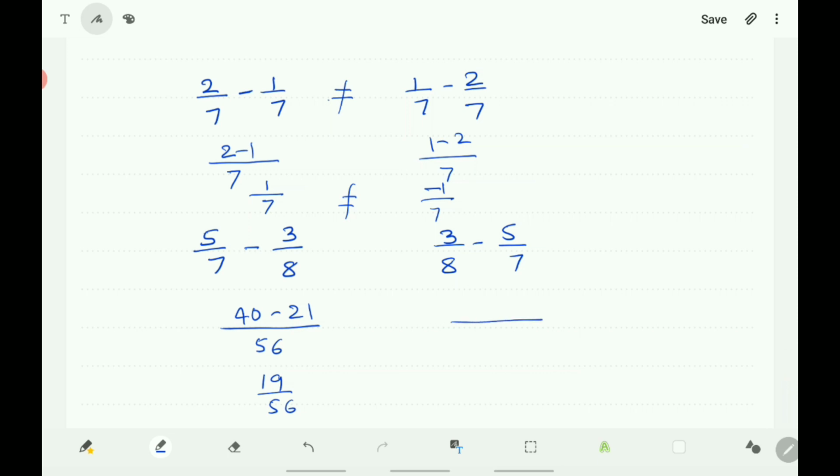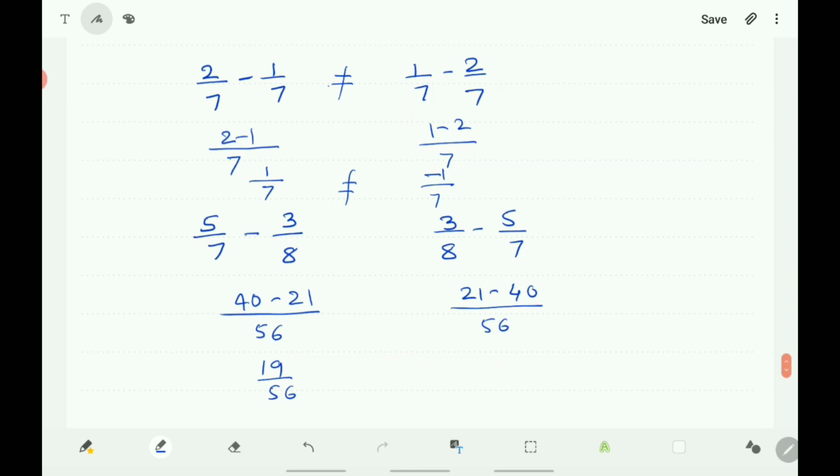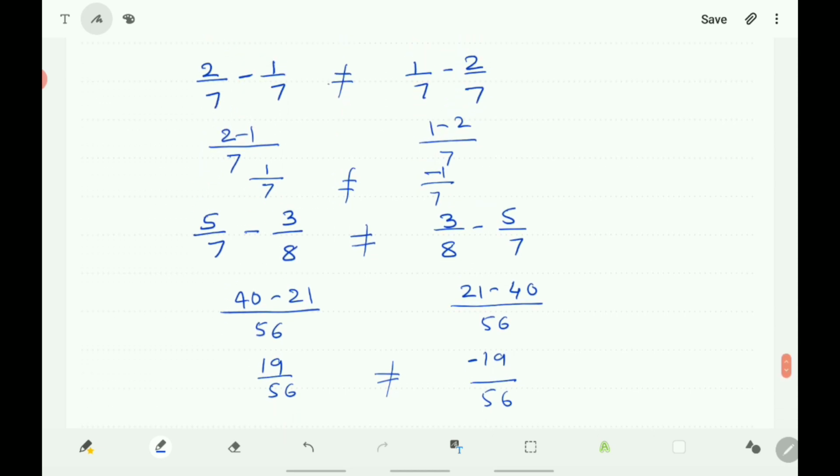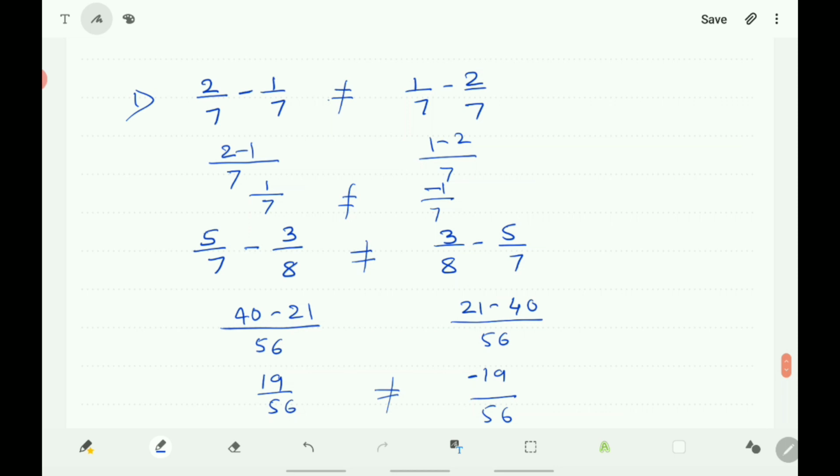And here again the LCM is the same, that is 56, and the numerator becomes 7 3s are 21 minus 40. You know that 40 minus 21 is 19, but the sign here is negative because 40 is the greater number, so it becomes minus 19 by 56. And these two are not equal. 19 by 56 is not equal to minus 19 by 56. Therefore you can say that 5 by 7 minus 3 by 8 is not equal to 3 by 8 minus 5 by 7.